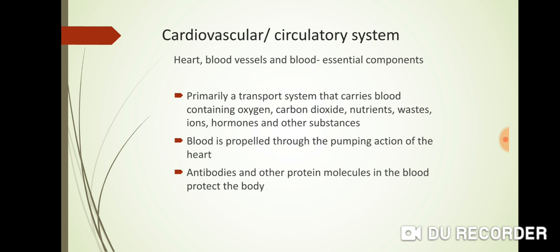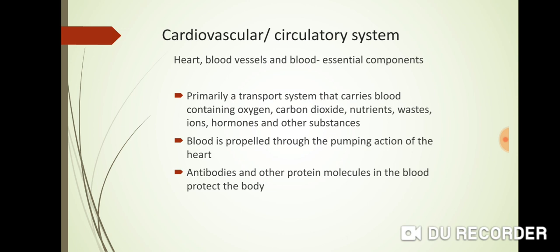The next system is the cardiovascular or circulatory system. It has essential components such as the heart, the blood vessels, and the blood. It permits blood to circulate and transport nutrients, oxygen, other ions, hormones, and blood cells to and from cells in the body to provide nourishment and to help fight disease, stabilize temperature and pH, and maintain homeostasis. So it's a transport system.